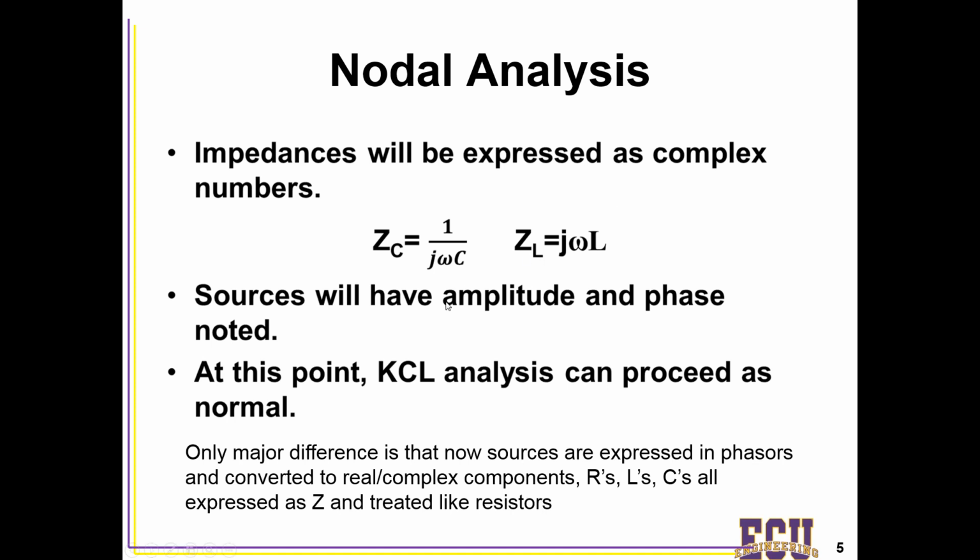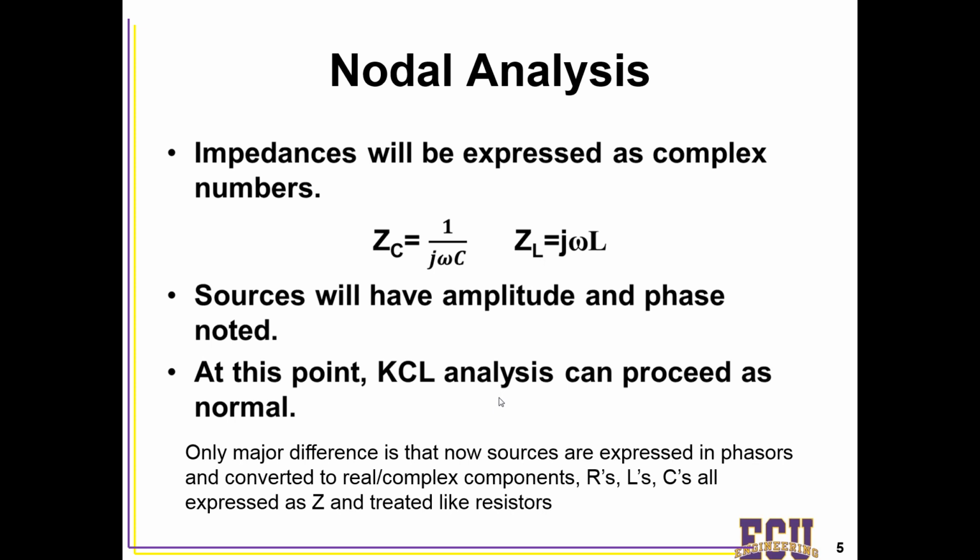So now our sources are going to have amplitude and phase, and at this point we can do regular Kirchhoff's current law analysis. We can look at all the currents coming into a node, all the currents leaving the node, just as we did several chapters ago, just talking about the DC domain and strictly resistive circuits. The only major difference now is that sources are going to be expressed in terms of phasors. So if they don't have any phase offset, if it's 0 degrees, then we're really just talking about the amplitude, and it's almost treated exactly like a DC source.